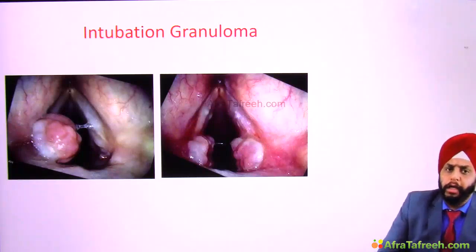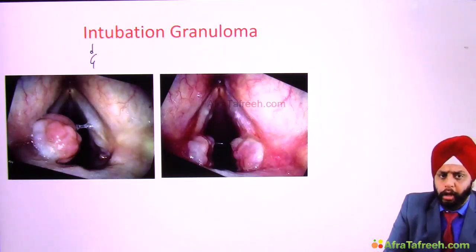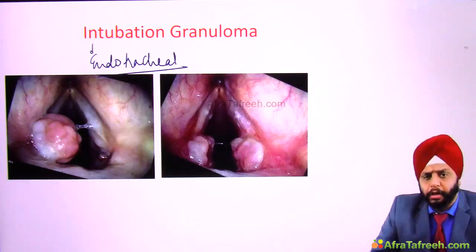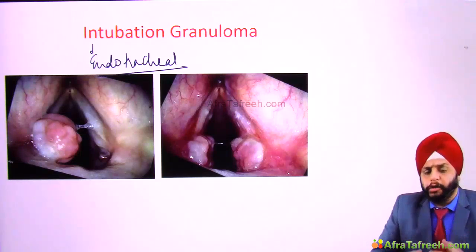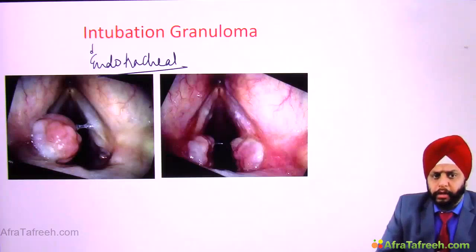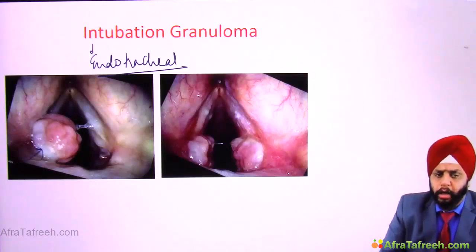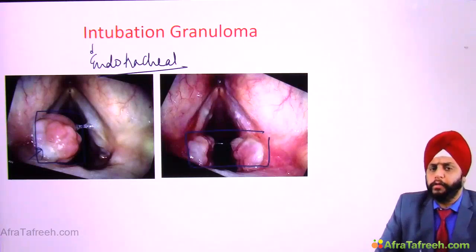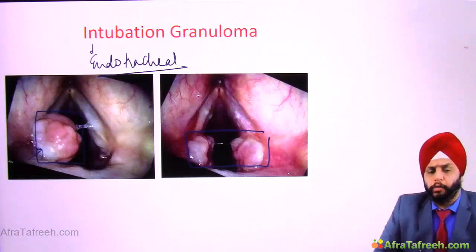Okay, right? Now, other than this, we have a category which is an actual contact granuloma, and that is the intubation granuloma in case of long-term endotracheal intubation. There is a trauma caused by the endotracheal tube to the posterior 1/3 of larynx. So you can see that there is formation of granuloma. In the first photograph, you can see unilateral granuloma. In the second photograph, you see bilateral intubation granuloma.